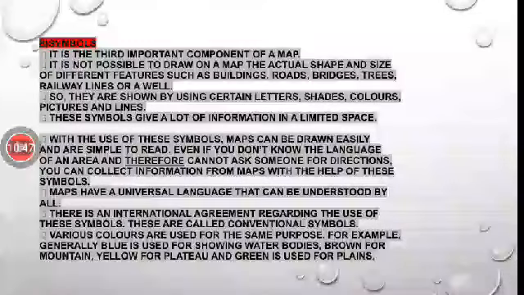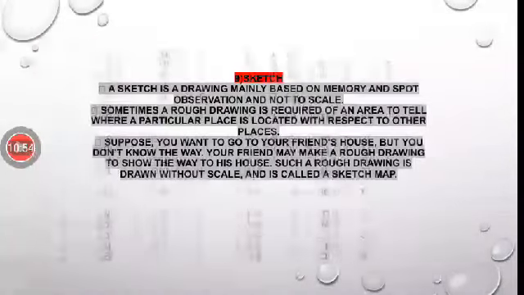Even if you don't know the language of an area and therefore cannot ask someone for directions, you can collect information from maps with the help of these symbols. Maps have a universal language that can be understood by all. There is an international agreement regarding the use of these symbols. These are called conventional symbols. Various colors are used for the same purpose. For example, generally, blue is used for showing water bodies, brown for mountains, yellow for plateaus, and green for plains.